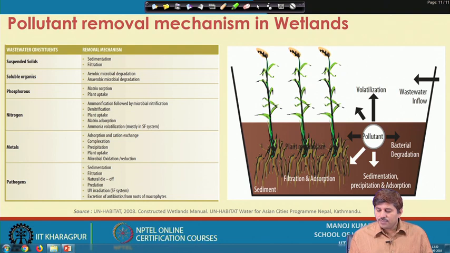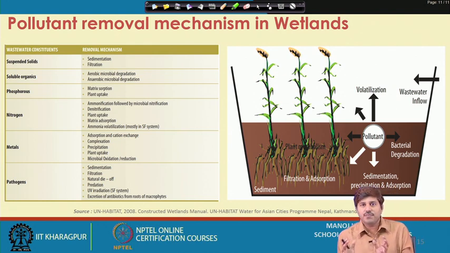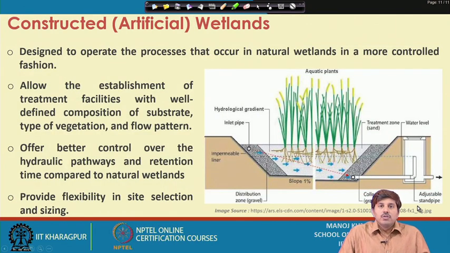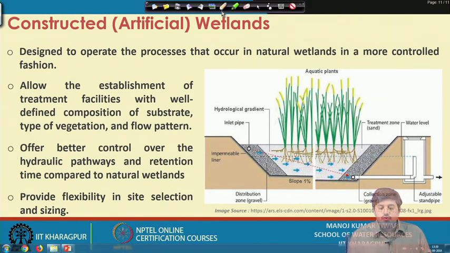So, these processes are essentially the same as what we discussed, but they take place in an environment which is created and packed differently from the typical conventional systems. The constructed wetlands are designed to operate the processes that occur in natural wetland systems in a more controlled fashion. That is the idea or objective of putting in a constructed wetland system. As we were saying, in natural wetland systems we do not have much control over the processes, which we can achieve in a constructed wetland system. That is how constructed wetland systems have become more popular for wastewater treatment.